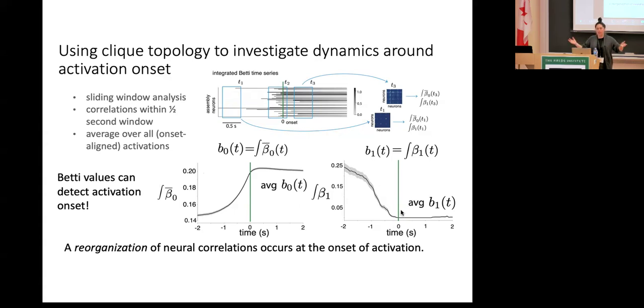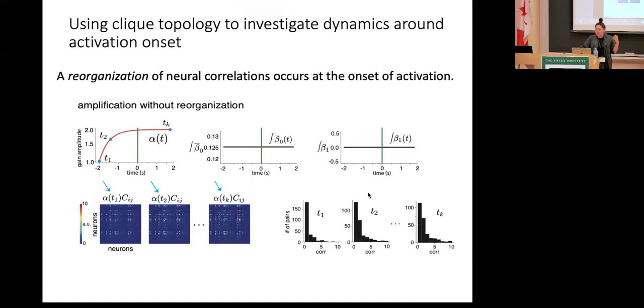And when we average these over all 5,000 activations across all 12 fish, we see there's this sharp increase at the activation onset in integrated Betti 0. And at the same time, we also see this really sharp, stable decrease in Betti 1 that just crashes to 0. And what this is telling us is that something's changing in the structure of the neural correlations. This is not just an amplification of the structure that we had prior to activation.